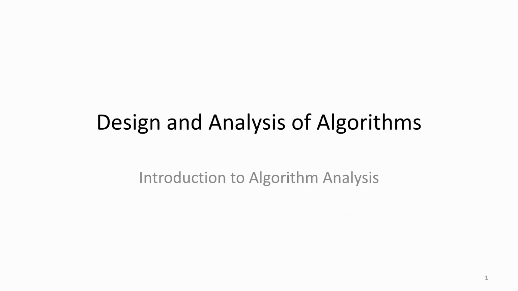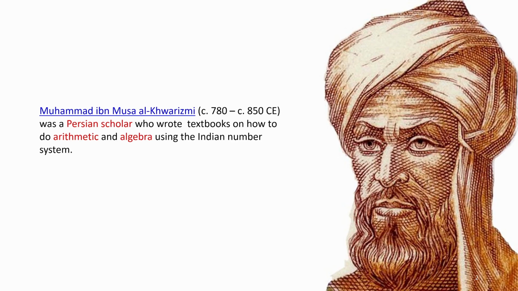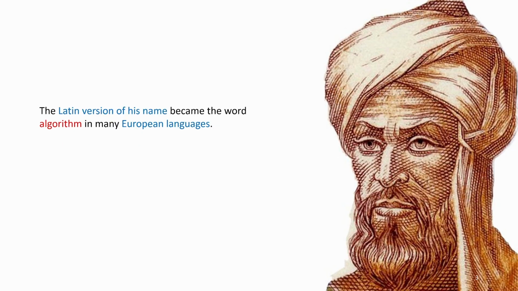algorithm analysis. This image depicts Muhammad ibn Musa al-Khwarizmi, who was a Persian scholar best known for writing textbooks on arithmetic and algebra and importing the Indian number system into the West. His name, Al-Khwarizmi, was Latinized and then translated into a number of different languages in Europe, and in English his name got translated into the word algorithm, and so that's going to be the topic that we're going to be studying in this series of videos.